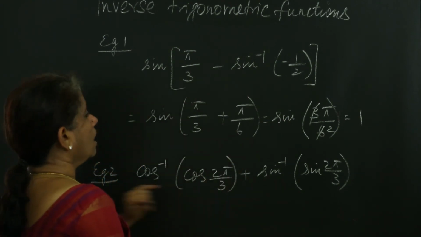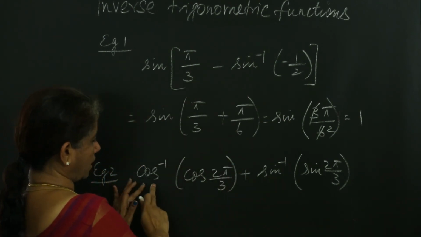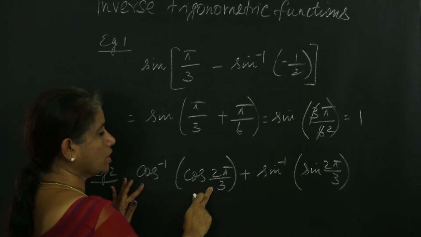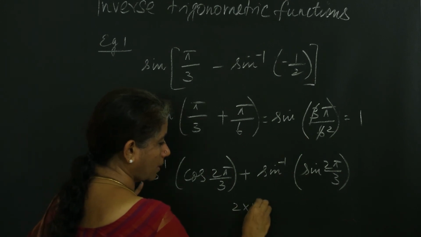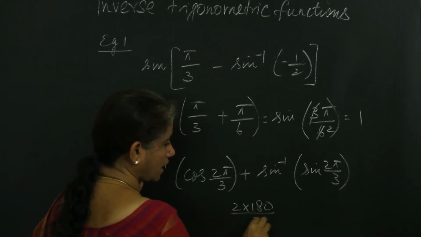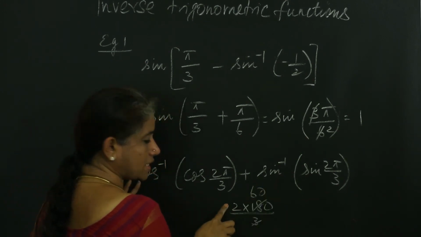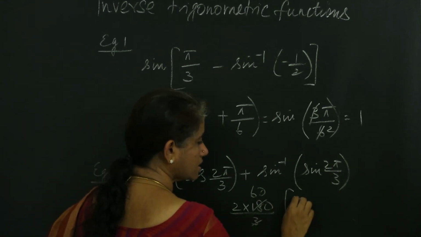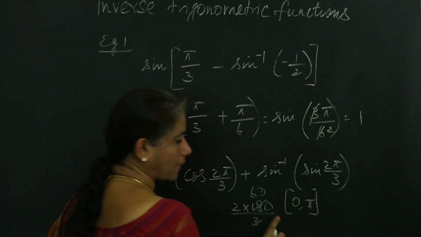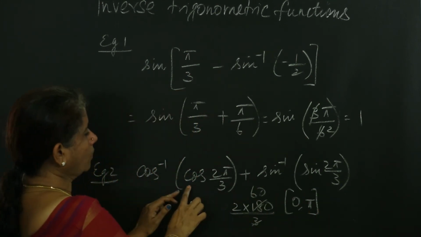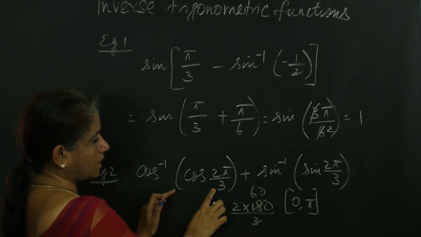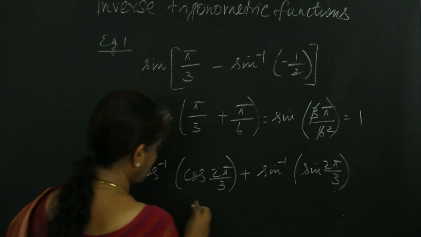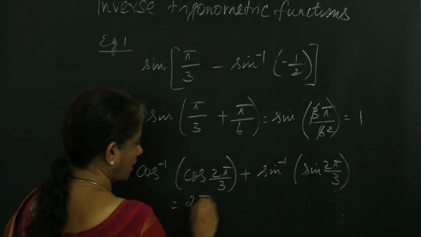Okay. Now look at this question. Very, very important. Cos inverse cos of 2 pi by 3. Okay. What is 2 pi by 3? Basically 2 pi by 3 is 2 into 180 by 3. This is 60. This is 120. So do you understand? 120 is between 0 and pi. It is in the range. So cos inverse cos 2 pi by 3, I can just say 2 pi by 3. Okay. So for this part, this is going to be 2 pi by 3.